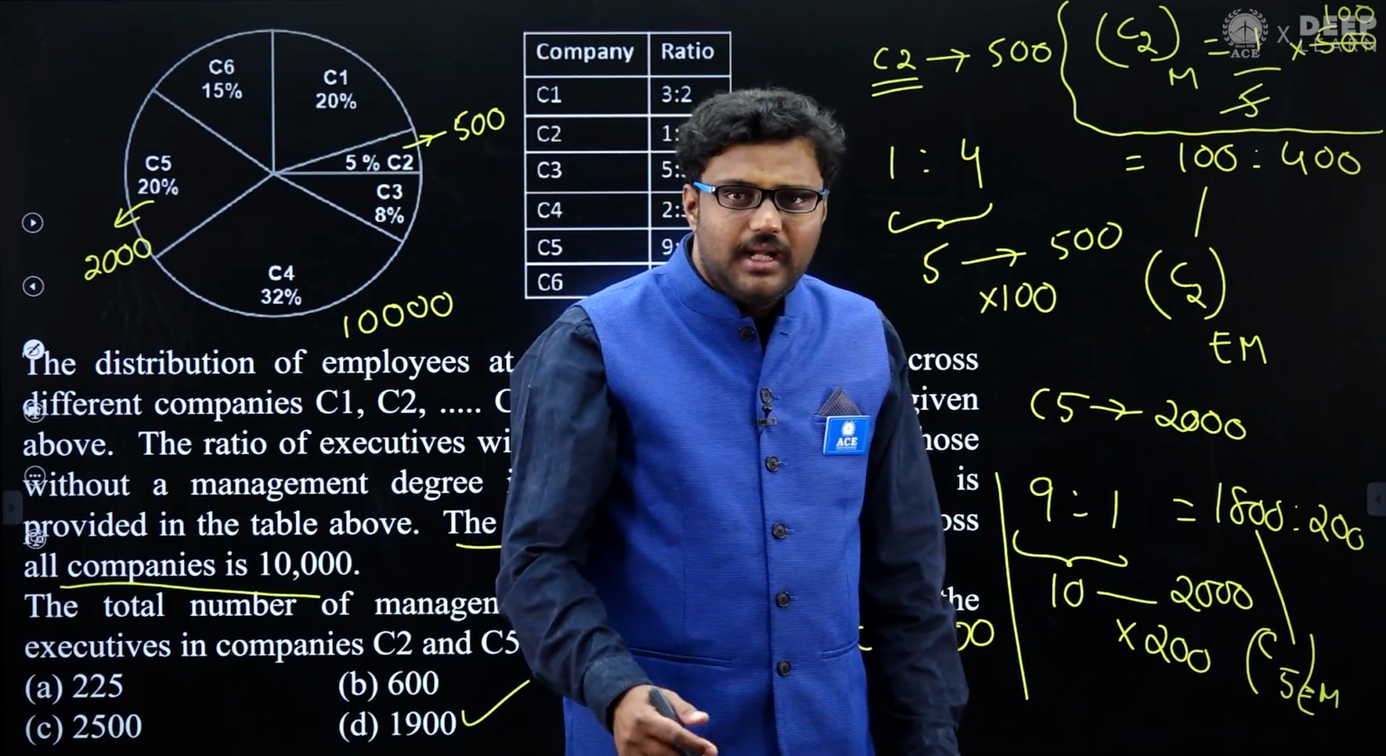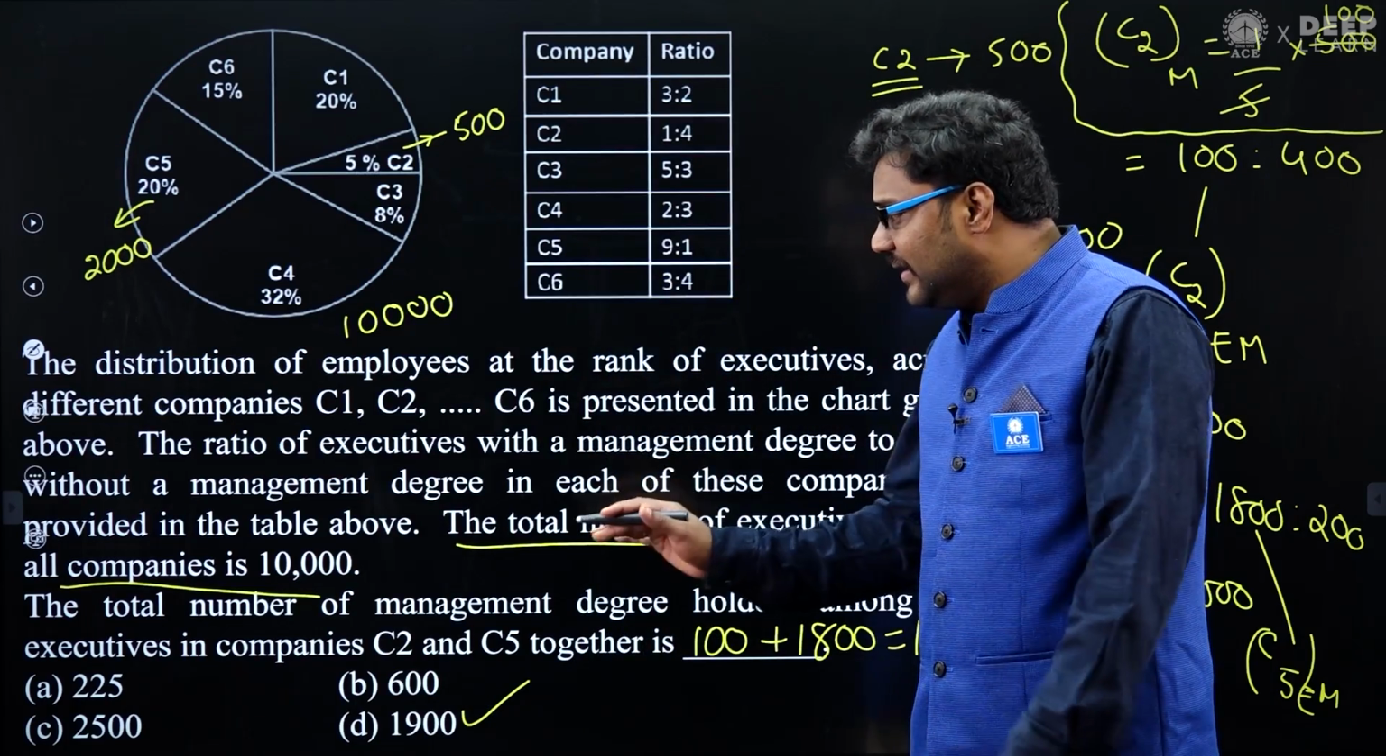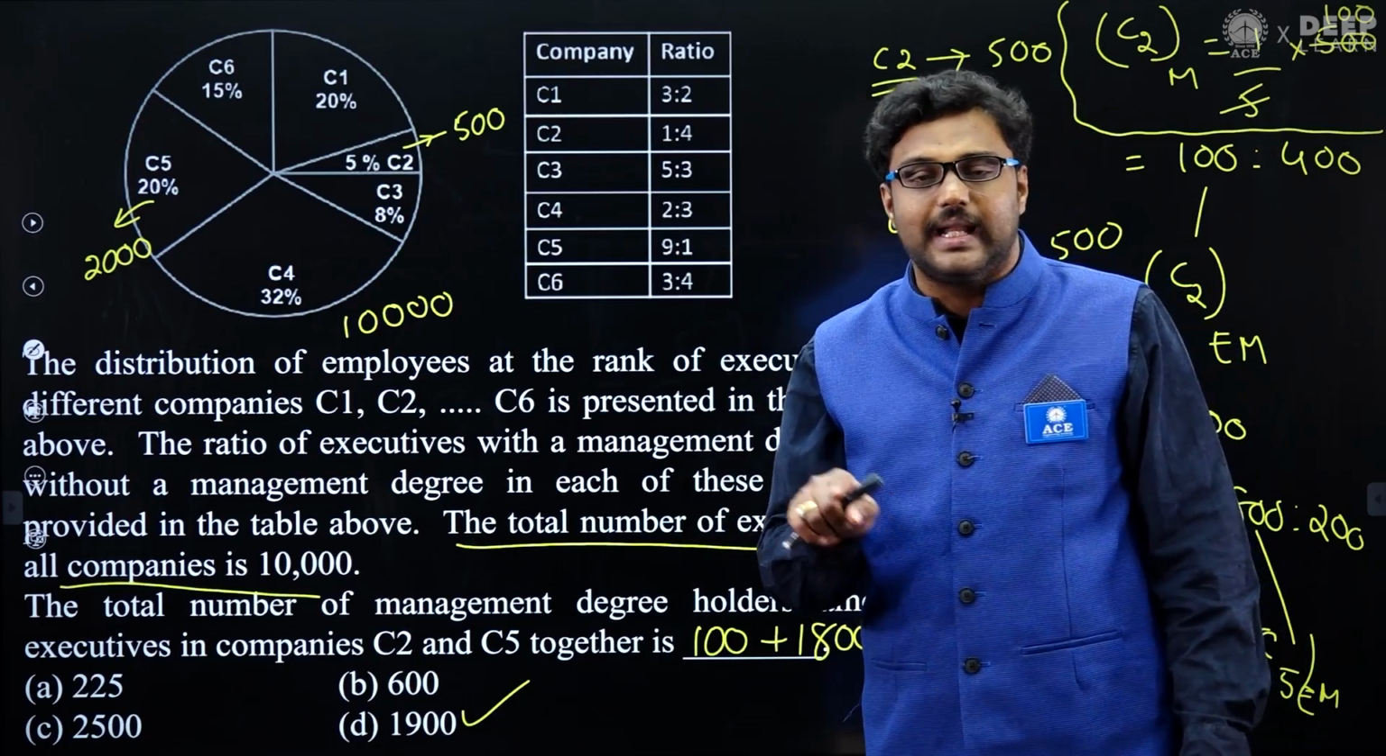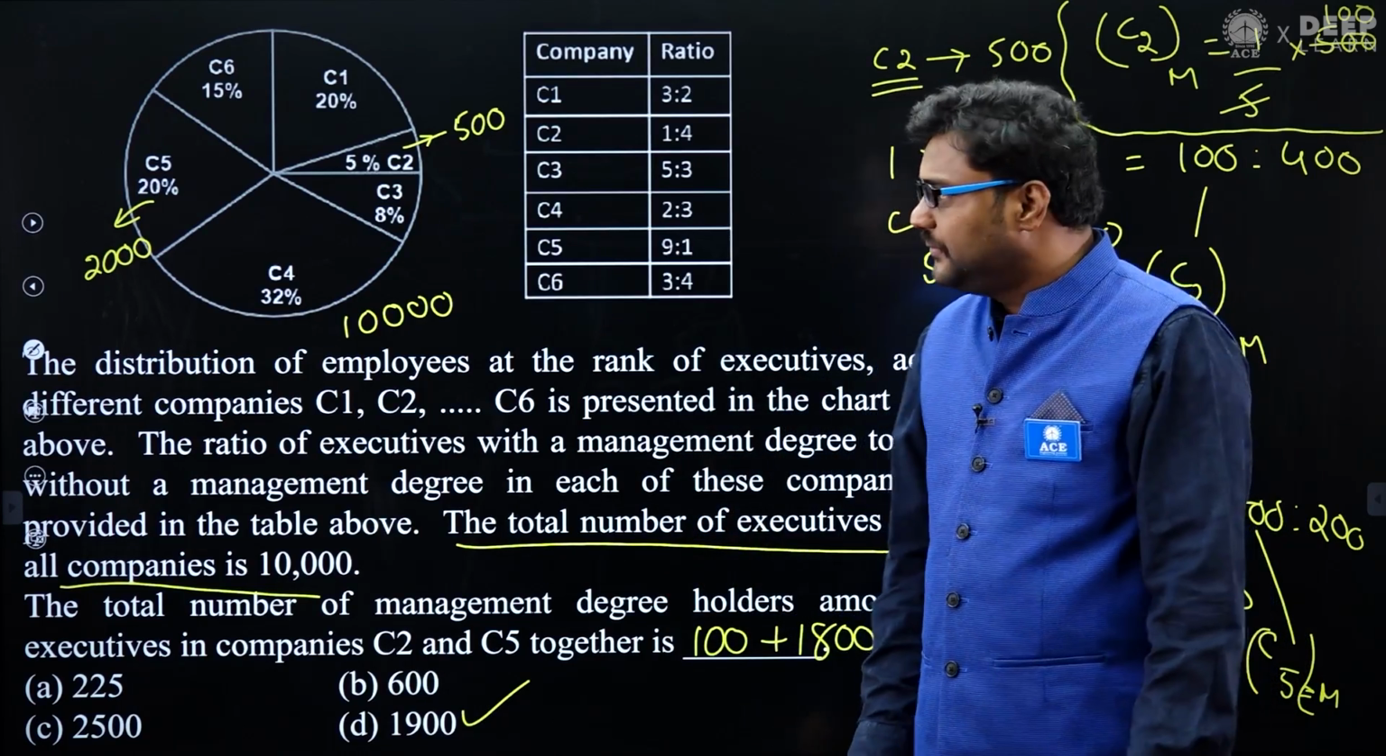Got it? Now let us see the next question. Hope you understand this. What is the total number of management degree holders in company 2 and company 5 together? Right?